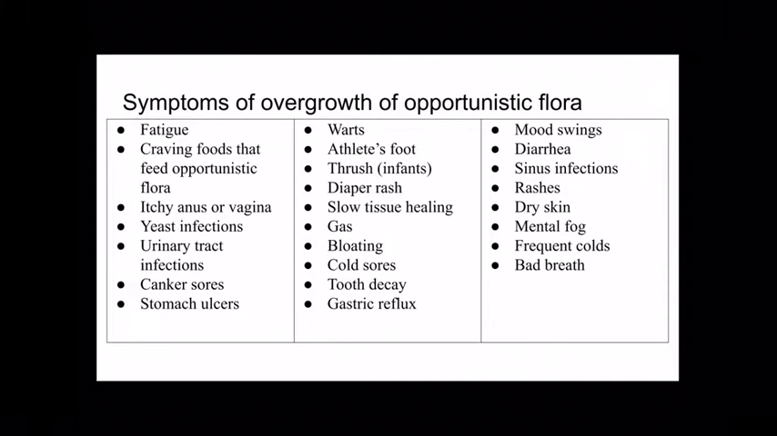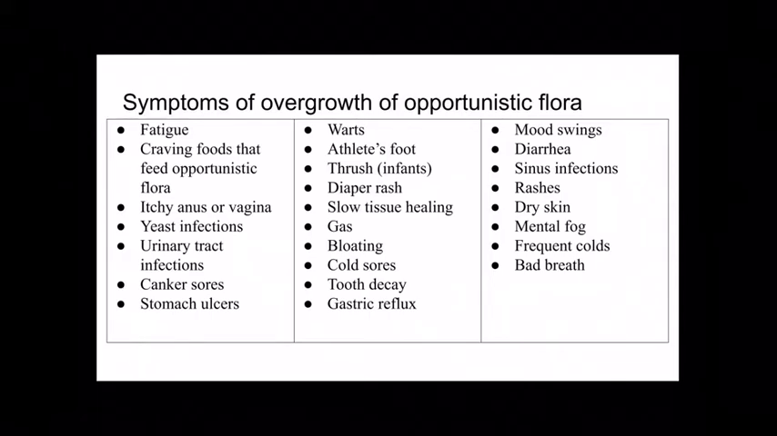Again, opportunistic flora is flora that is naturally occurring in our biome, and in the last class we also looked at dysbiosis, which is an imbalance between flora. So when we're looking at symptoms of overgrowth of opportunistic flora, we're looking at symptoms of dysbiosis. That means symptoms of there being not enough beneficial flora and too much opportunistic flora.